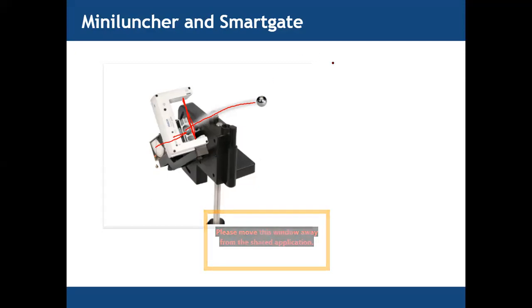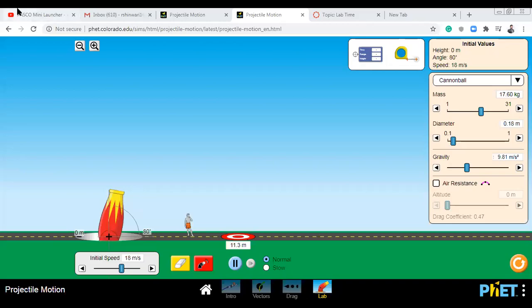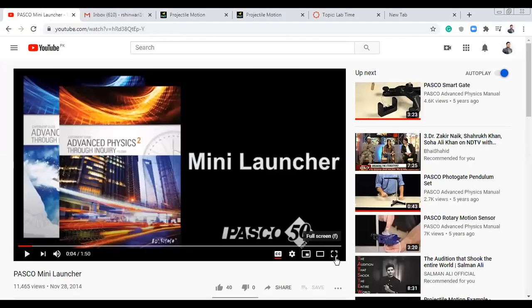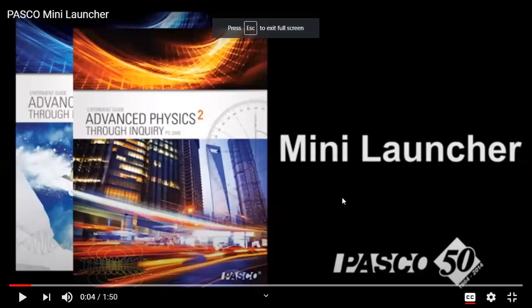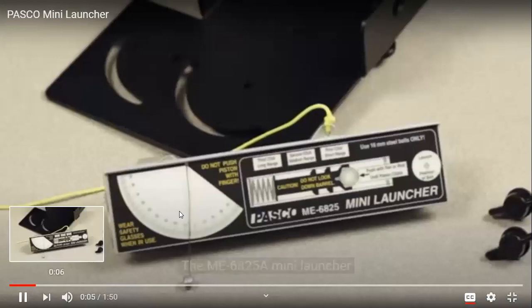How do you connect it, how does this work? Let me share a small video with you. Okay, can you see this one? Is this clear? Yes, sir, we can see. So this is how you can connect the mini launcher with the smart gate.